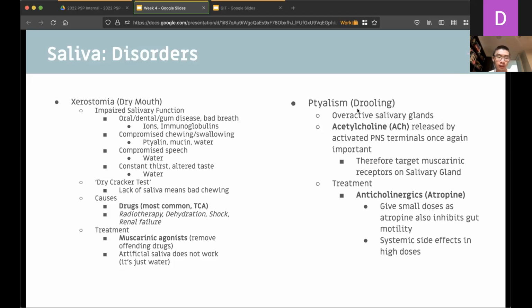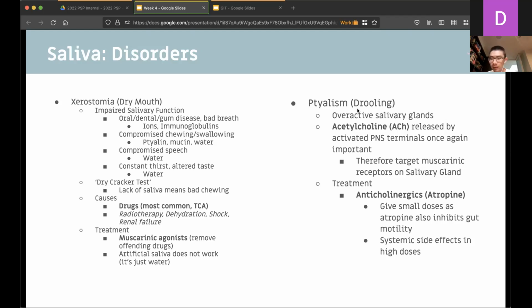There's also artificial saliva, which is basically just water, which honestly doesn't really work because it doesn't have all the composition that normal saliva has. And then ptyalism, which is overproduction of saliva. Again, it's mediated by acetylcholine and the parasympathetic nervous system. So if you want to decrease the saliva, you decrease the signals. And that's why the treatment is anticholinergics, mainly atropine.